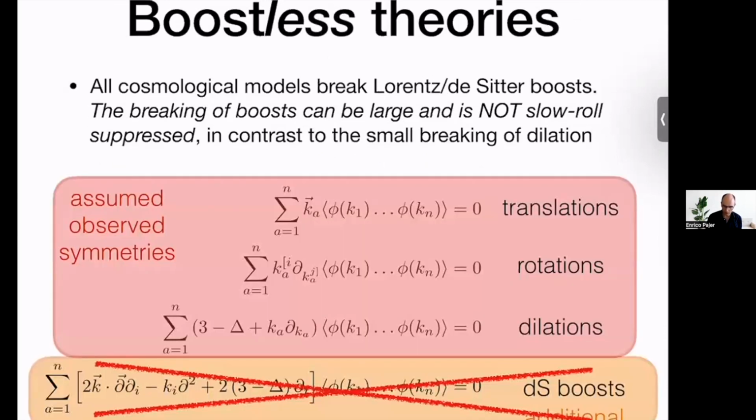Okay, so for the rest of the talk, I'll assume that all of the correlators that I compute are invariant under translation, so there is conservation of momentum. They are invariant under rotation, so it's only scalar products. And they're invariant under dilations. But there is no notion of conservation of energy and no notion of boost invariance.